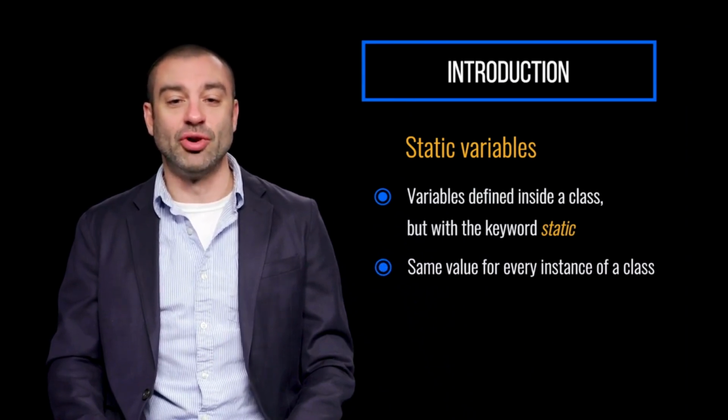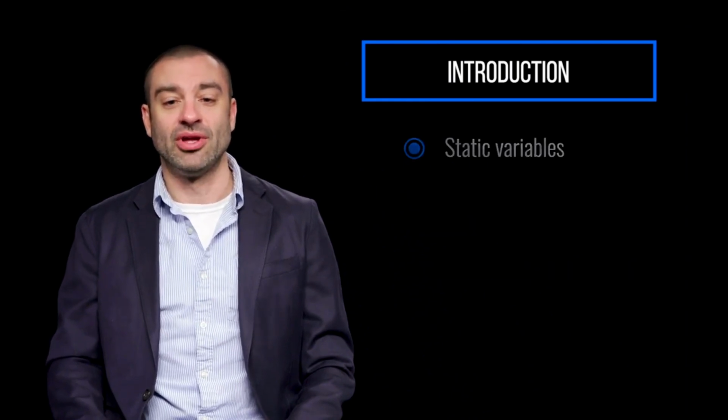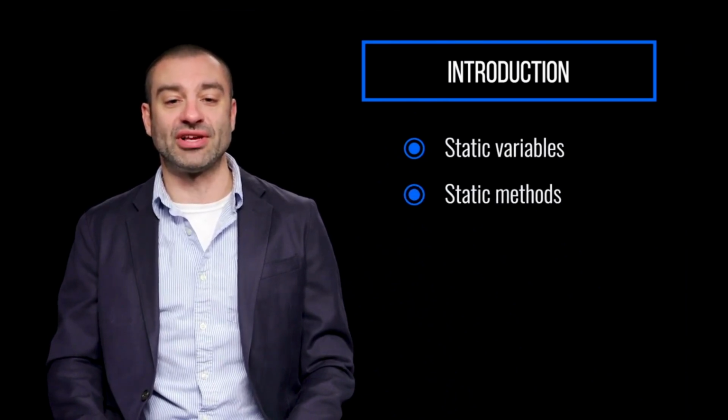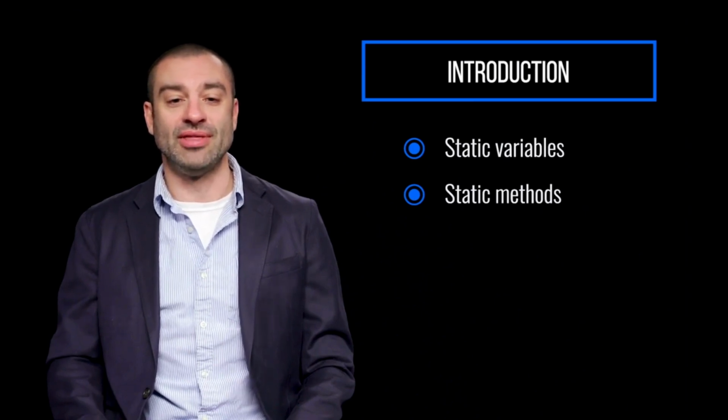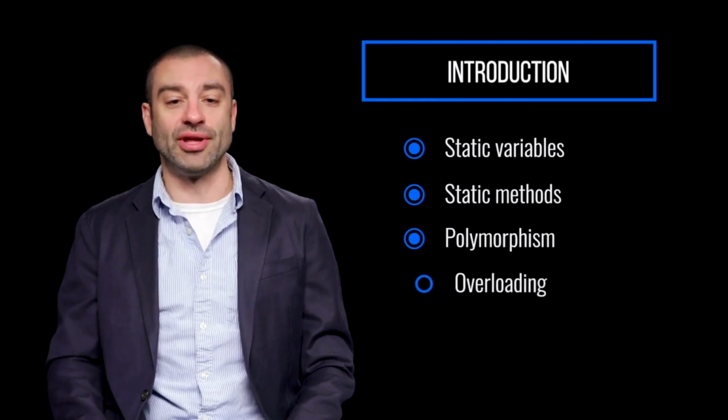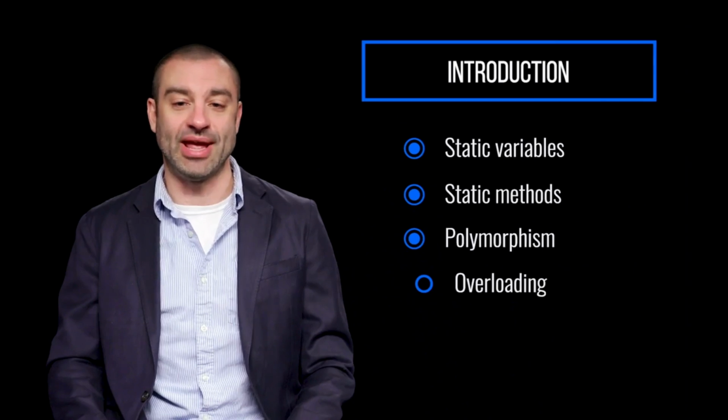In fact, you don't even need to create an instance of a class to use a static variable. We'll also look at static methods. And just like static variables, you don't need to create an instance of the class to use or call a static method. In this module, we're also going to introduce polymorphism, which refers to overloading and overriding. We'll focus on overloading, which is having two or more methods in the same class with the same name.